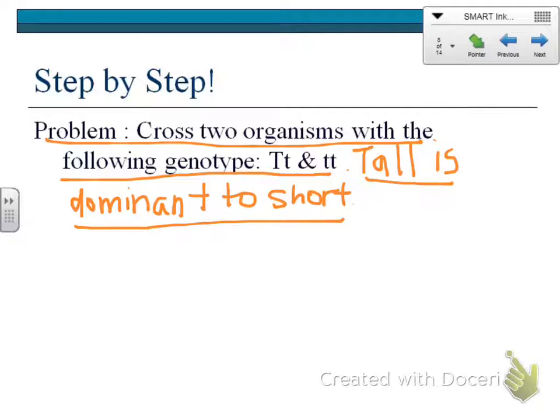All right, so do we know what our parents are going to look like in this problem? It says cross 2 organisms with the following genotype. Big T, and little t, little t. So do we know what our parents are going to be? Okay, they're going to be tall and short. So we're going to write step 1.